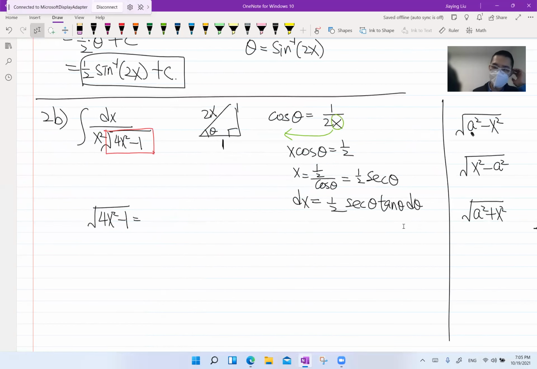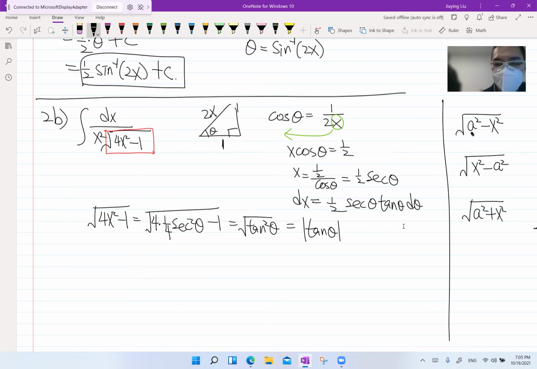So going back to this problem, now we can figure out the square root part. Let me just do it quickly since we have done something similar before. So that's 4 times x squared, where x is 1/2 secant theta. So that's 4 times 1/4 secant squared theta minus 1. So basically we get secant squared minus 1. So that's tangent squared. So we have the positive part, tangent theta. I'm just going to assume tangent theta is positive in this case for now.